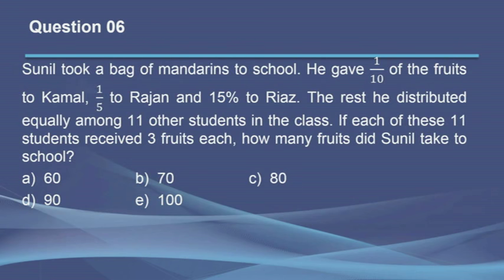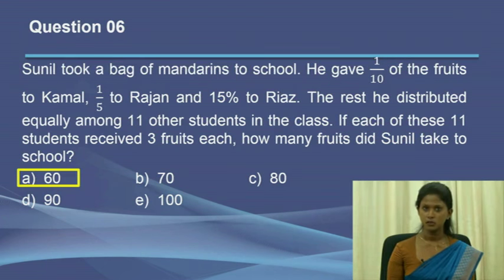Again this is an essay type question. Let's read. Sunil took a bag of mandarins to school. He gave 1/10 of the fruits to Kamal, 1/5 to Rajan and 15% to Riaz. The rest were distributed equally among 11 other students in the class. If each of these 11 students received 3 fruits each, how many fruits did Sunil take to school? So let's move to the solution. So this is our solution.